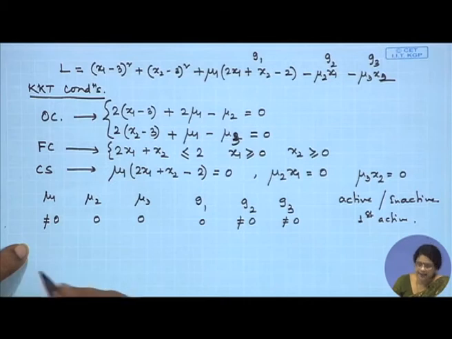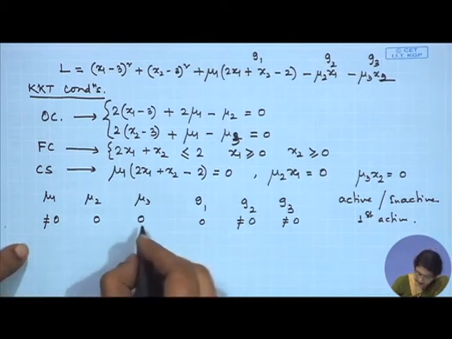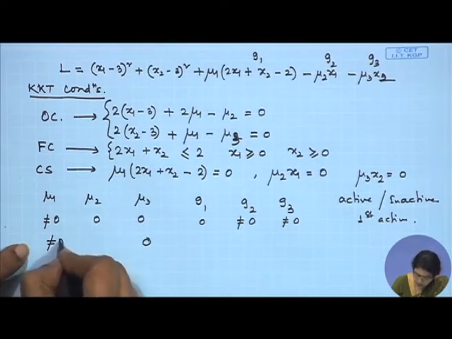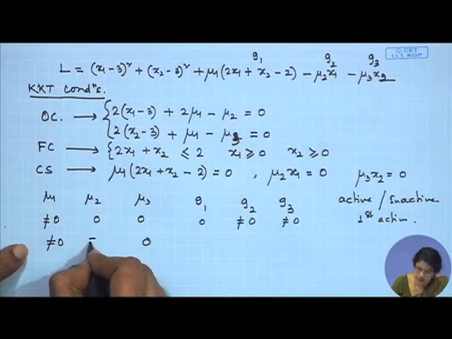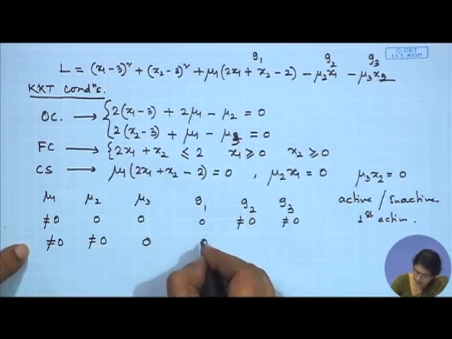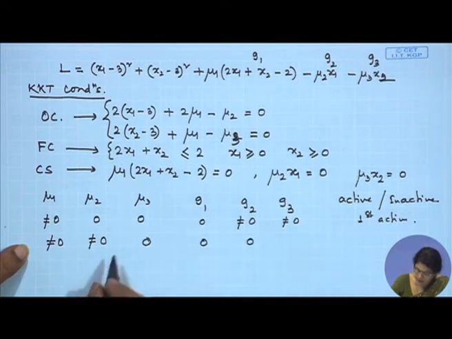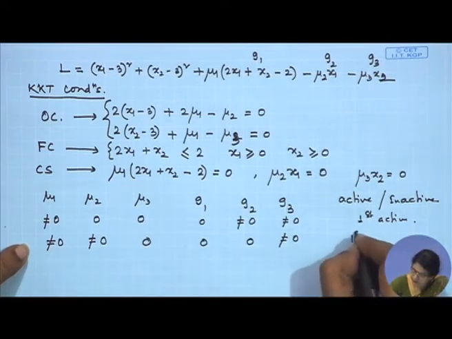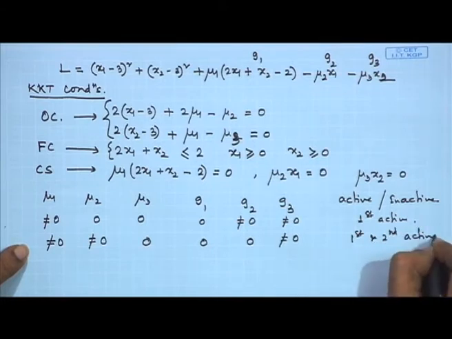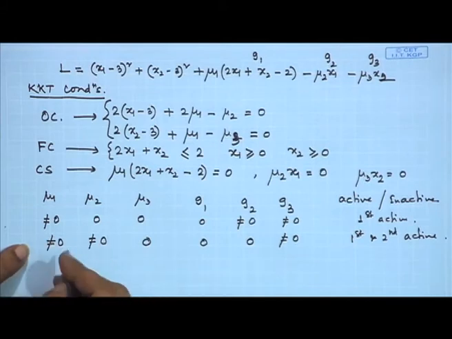Let us take the other conditions. Let us consider mu 3 equal to 0, mu 1 not equal to 0, mu 2 not equal to 0. Then what we will have? We will have G1 equal to 0, G2 equal to 0, and G3 not equal to 0. Then who are the active constraints? The first and the second would be the active constraints. In this way, we can have different combinations of mu 1, mu 2, mu 3.